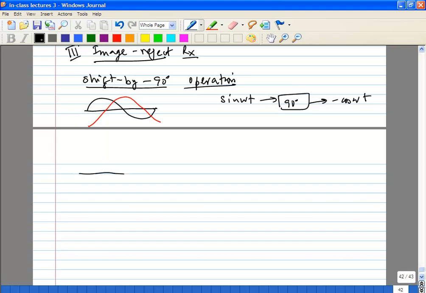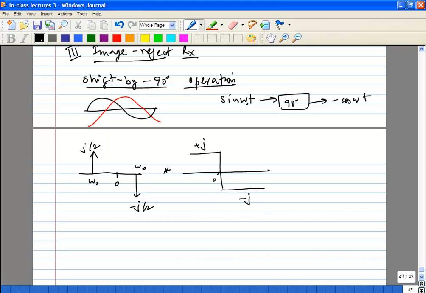So look at the frequency domain, your sinusoid. Okay, so let's call this omega naught. The sinusoid looks like this. You want to convolve it with this function. So this function is minus j signum of omega. Okay, and this gives you, of course, your cosine, minus cosine.